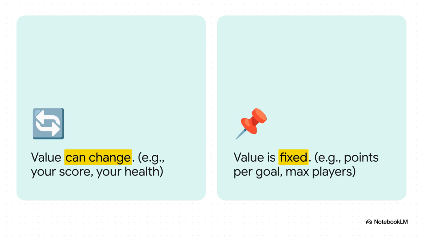And here it is, side by side. It's that simple. A variable, like your score, is always in flux. A constant, like the number of points you get for scoring a goal, is totally fixed. So the big idea here is that programmers use variables for stuff that needs to be updated, and they use constants for the solid, unchanging rules of the world they're building.